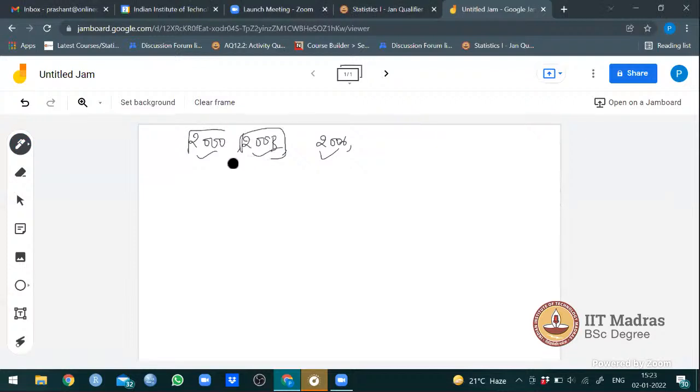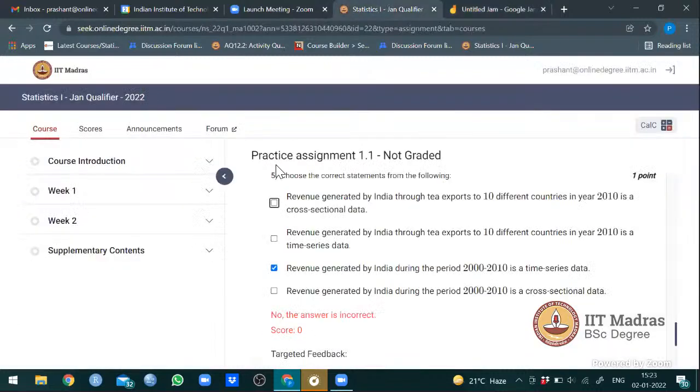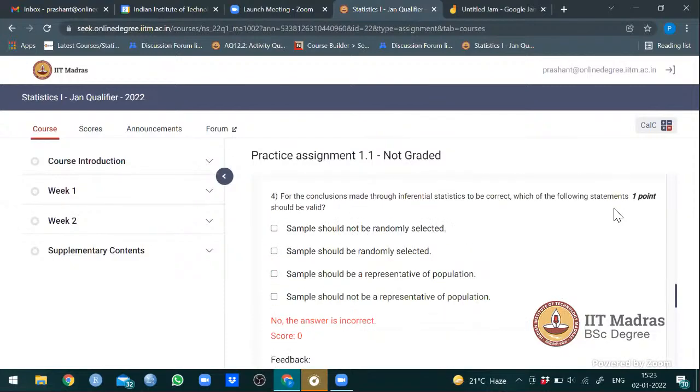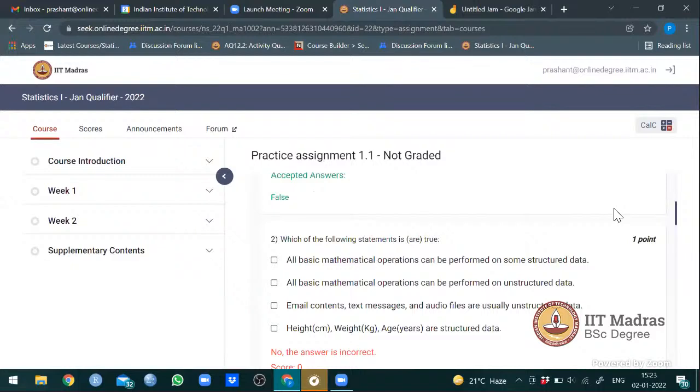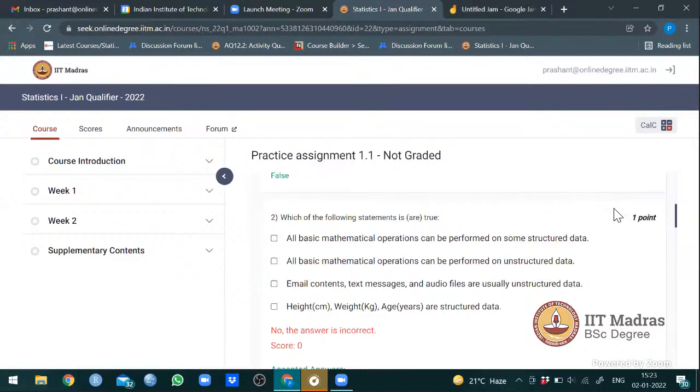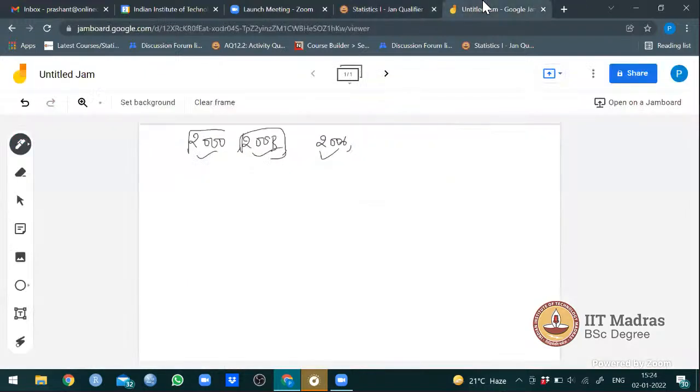Practice 1.1, question number 2. Tell me what the question is. Actually, in practice 1.1, questions are different for everyone. Is this the question about the ratios and subtraction, interval to ratio?